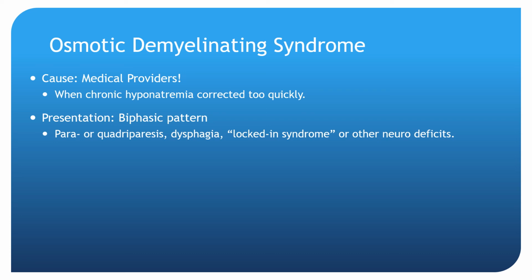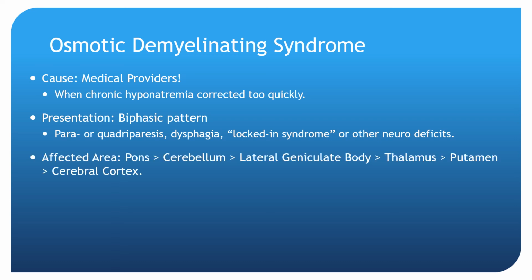They typically present with para or quadriparesis, dysphagia, or locked-in syndrome or other neurologic deficits. The affected areas include usually the pons, greater than the cerebellum, greater than the lateral geniculate body, greater than the thalamus, and then the putamen and cerebral cortex.